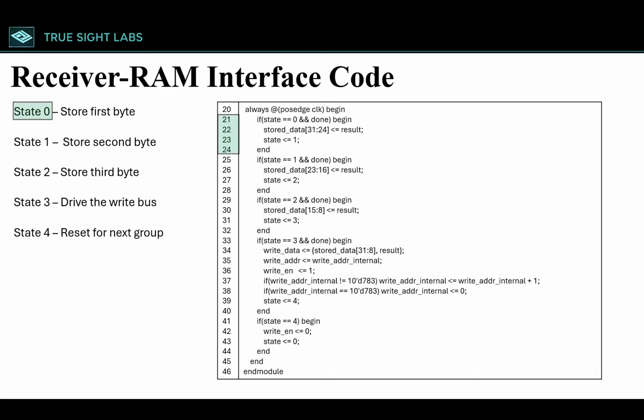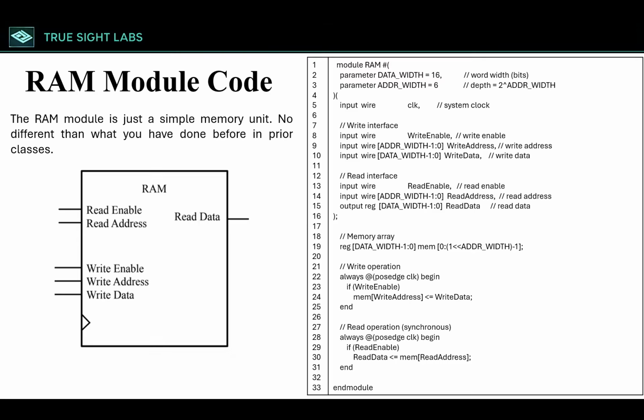In state 0, we store the first byte. In state 1, we store the second byte. In state 2, we store the third byte. In state 3, the fourth byte arrives, and at that point, we combine all 4 bytes into a 32-bit word, drive the write data bus, assert the write enable for one clock cycle, and increment the write address. Finally, in state 4, we deassert write enable and return to state 0 so the next group of 4 bytes can be processed.